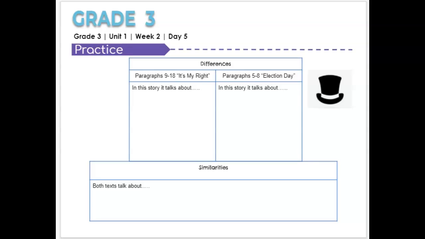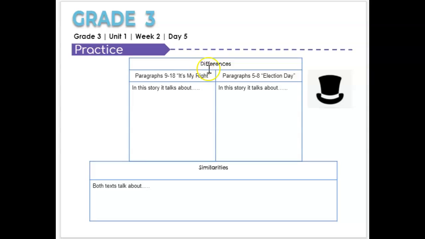So this is our top hat organizer. It's called a top hat organizer because it looks like a top hat, like in this picture right here, where the top part of the hat is high and then the bottom half is kind of thin and flat.